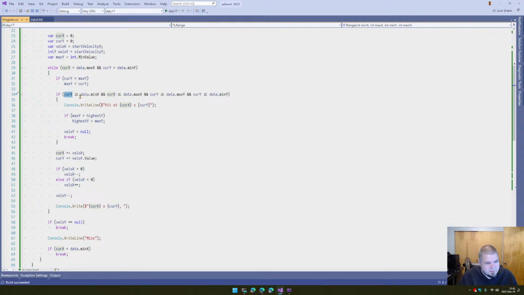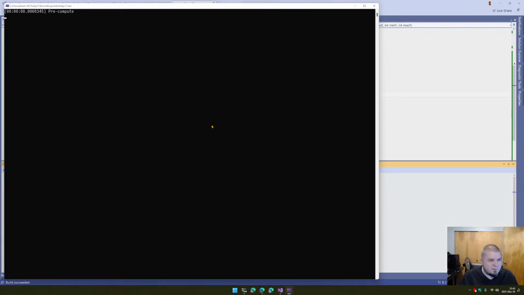So if the current x is greater than or equal to the min, and the current x is less than or equal to the max, and the current y is greater than or equal to the min, less than or equal to the max. Is that the problem there?